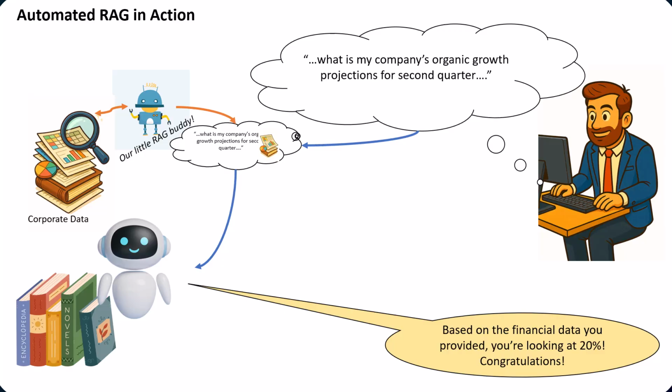It uses the additional information that came with the question to give its best answer, and then it responds with something that's actually truly relevant. In this case, the guy's pretty fortunate. They're going to have a 20% organic growth that quarter. Yay for them. But that is RAG.